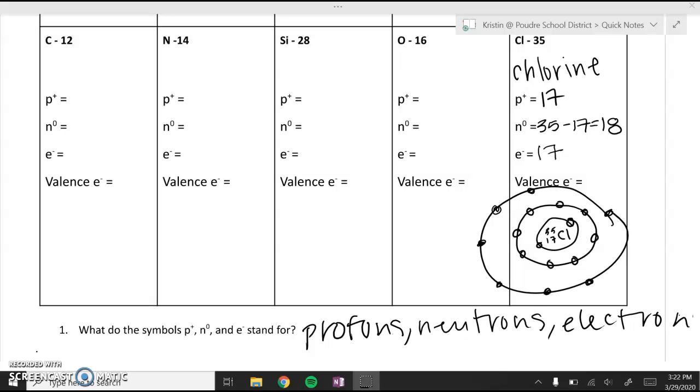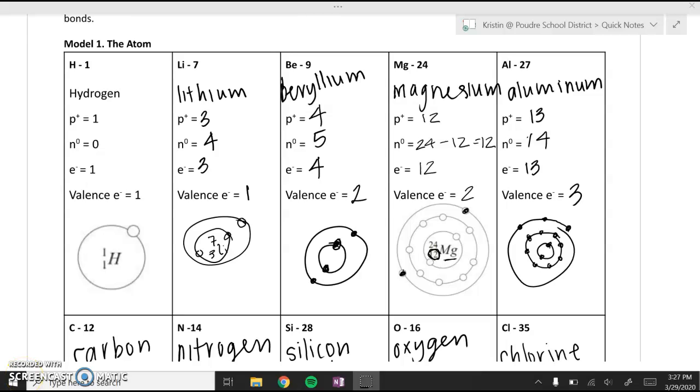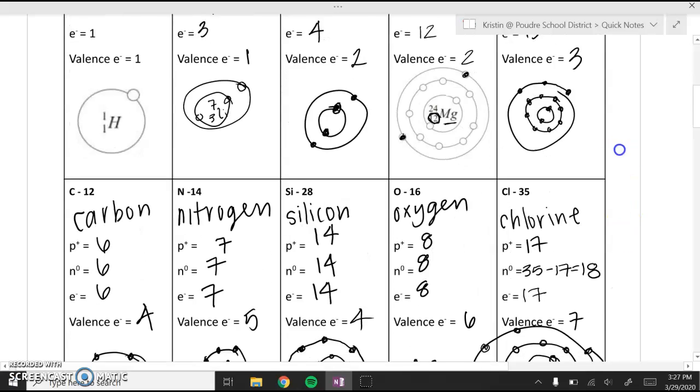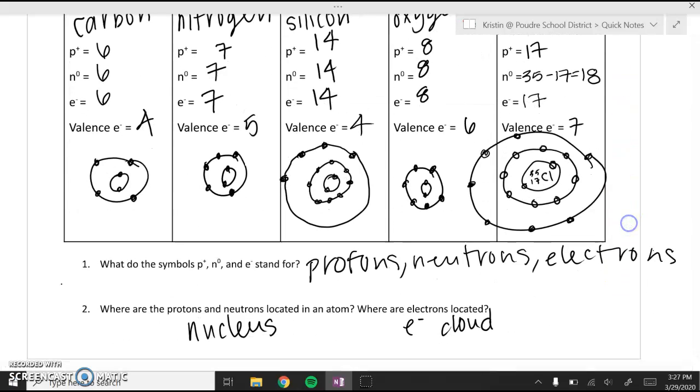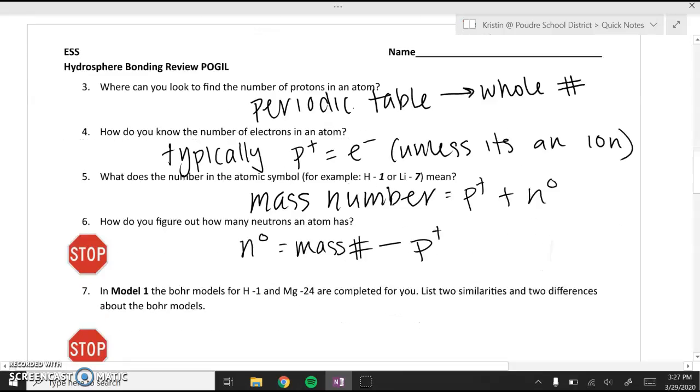Okay, I'm going to pause the video right now and complete making this key. And we'll pick back up in a minute. Okay, so I finished out my key, and it's a little bit messy, sorry about that. But you can see all of the names and the values for protons, neutrons, and electrons, and valence electrons. I drew the Bohr models. They're a little bit ugly, but hopefully they help you check your work.